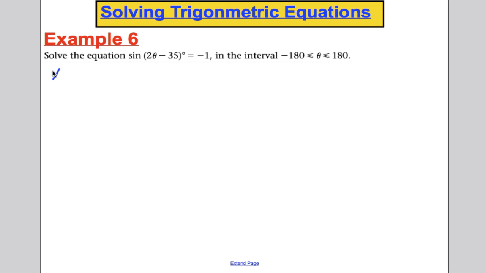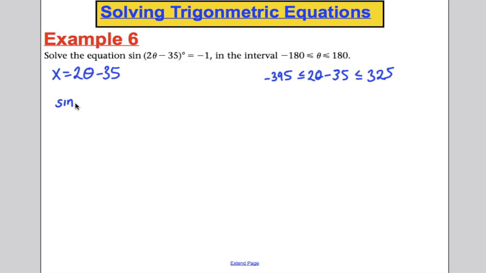I'm going to make a substitution. I'm going to let x be 2 theta minus 35, so that my particular range, if my range is now 2 theta minus 35, I double each side, subtract 35, that's going to be between minus 35 and 325, and that's going to be between minus 395.